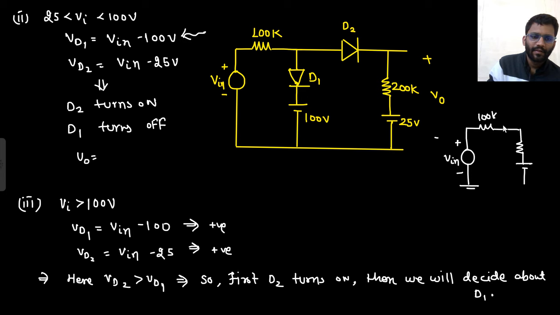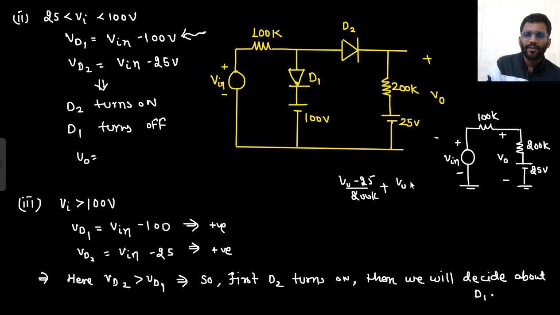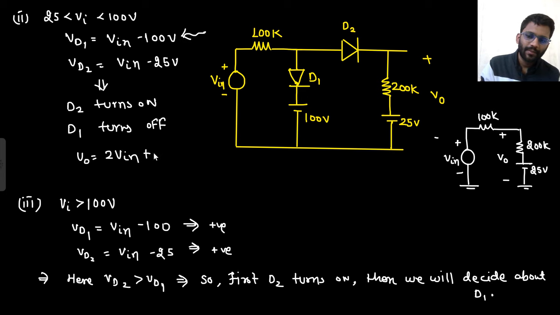This is 100, this is 25 volt and this is 200k. And this is your V naught. What will be your V naught? By applying KVL you can find, right? So (V naught minus 25)/200k plus (V naught minus V in)/100k is equal to 0. From there you can find, and the value you will get is (2V in plus 25)/3. Right? So V naught will be (2V in plus 25)/3.